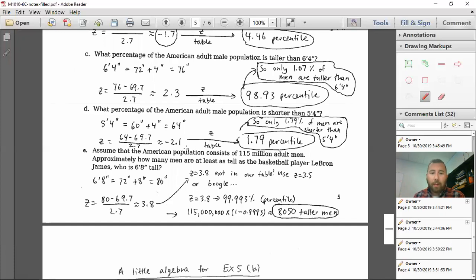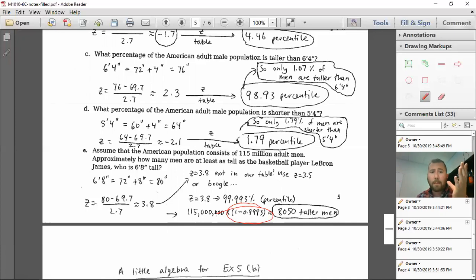Now, there's a little bit of math left to finish this question because they're asking how many men are his height or taller. So what you have to do is turn 99.993 into a proportion, and subtract that from 1. Right now I'm doing a lot of hand waving, but that's the idea. So you do 1 minus 0.9993. That's the proportion of men who are his height or taller.